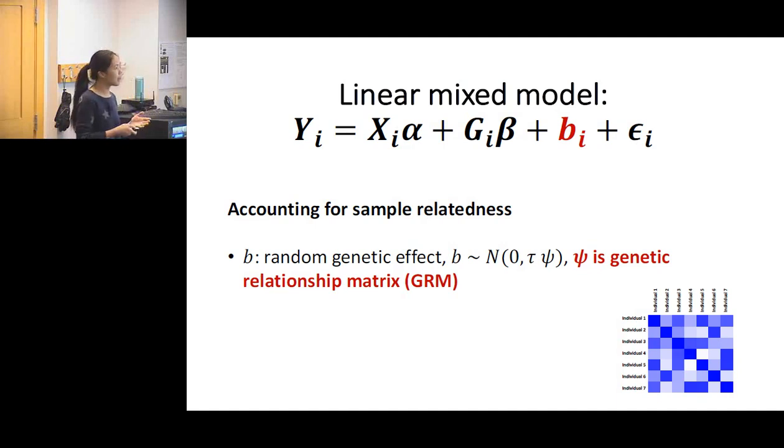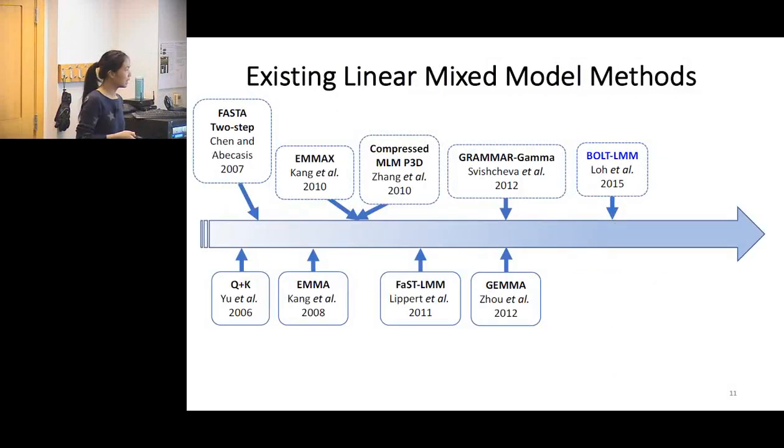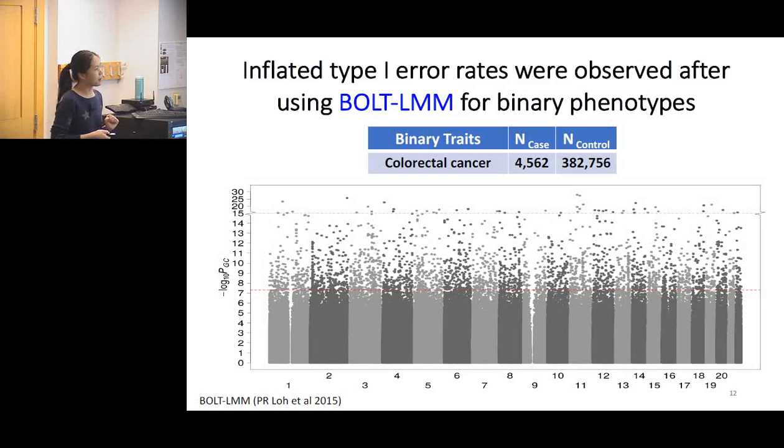And also in the process, when we try to fit the model, we have to get the inverse of the n by n matrix. So to get the inverse of this large matrix, the computation time is big O of n to the third, so it's very slow. And so BOLT-LMM is the only method that can be applied to the UK Biobank. So all the other groups use BOLT-LMM to perform GWAS in the UK Biobank.